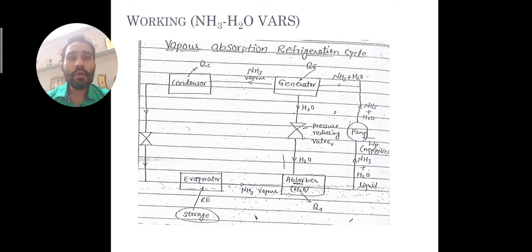So let us talk about the very basic cycle, which is ammonia water based. Here we use two fluids. In the vapor compression refrigeration cycle, we use only one fluid, that is the refrigerant, and here the two fluids are, one is the refrigerant and another is called the absorbent. In this case we are using ammonia as refrigerant and water as absorbent.